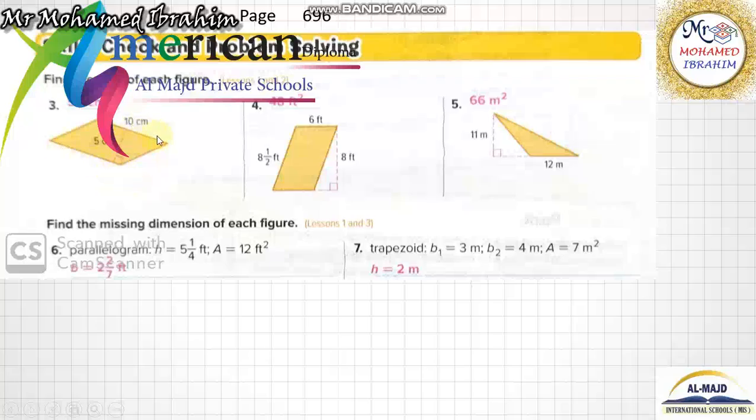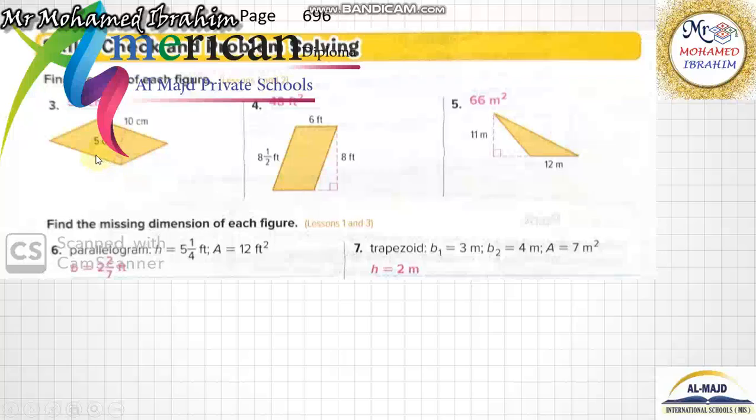Okay, the base length is 10. The height here is 5. 10 times 5. Yes, equal 50 centimeters square. If you ask me why did I take this 10 centimeters, this side, actually this is the real base because the height is perpendicular over this base. But this base equal also 10 centimeters.